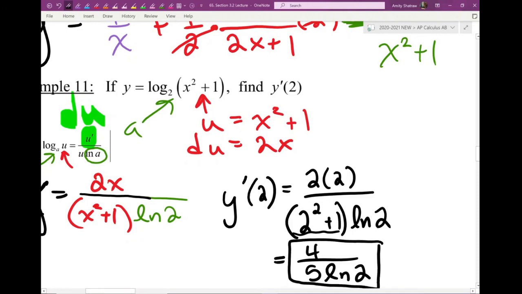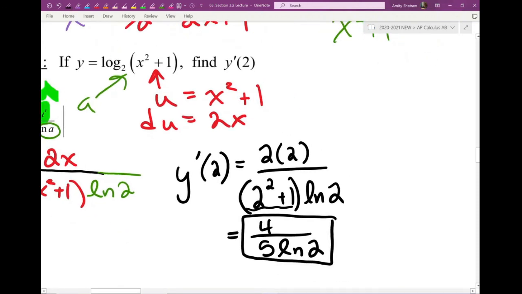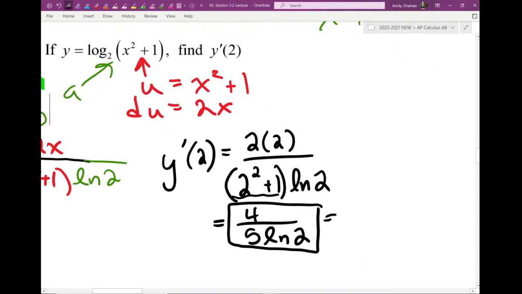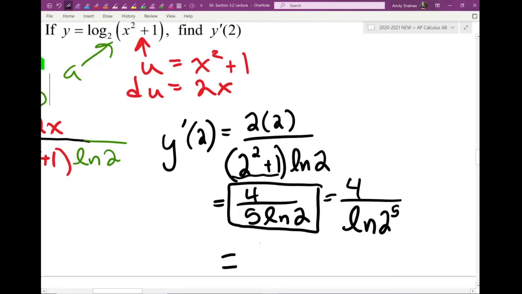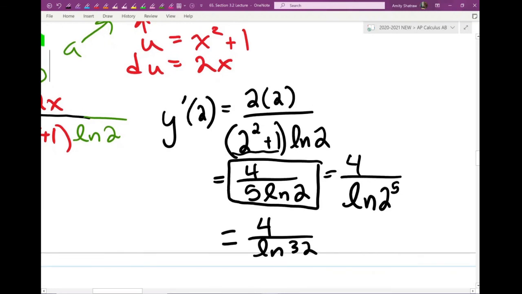But for those of you that are obsessed with the power rule the way that I am, I feel compelled to finish this even more and say that I have the natural log of 2 to the 5th. 2 times 2 is 4, times 2 is 8, times 2 is 16, times 2 is 32. 2 to the 5th is actually 32. So this finally would be 4 over the natural log of 32. I don't know which answer would appear on the AP exam if this was multiple choice. It is possible that you would have to go all the way to that.